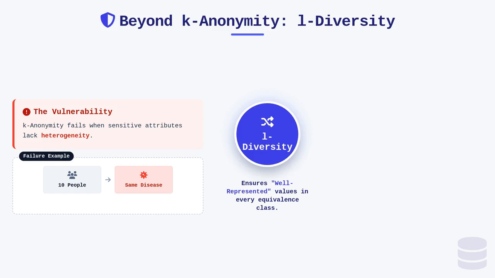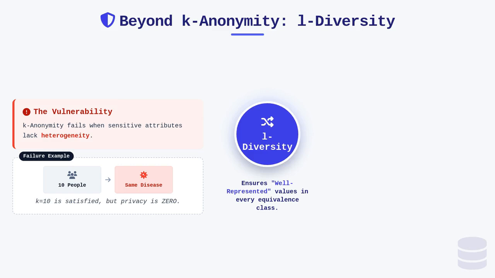Imagine a group of 10 people, all aged between 40 and 50, living in the same zip code who all suffer from the same rare neurological condition. While this set might satisfy k-anonymity with k equal 10, it fails the L-diversity check spectacularly because there is no variation in the sensitive attribute. We improve this by ensuring that the distribution of sensitive values is diverse enough to provide uncertainty for any observer.